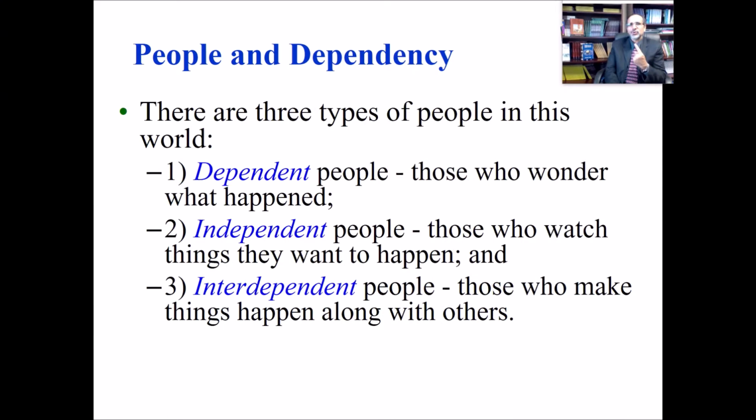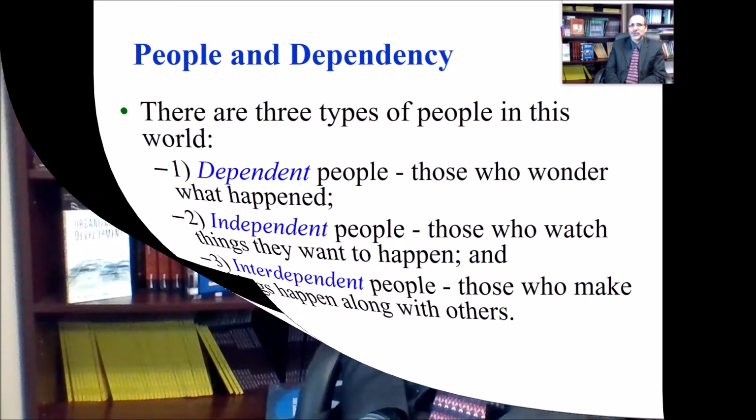When it comes to changing people, there is a relationship of dependency that we need to talk about. So there are three types of people in this world: dependent, independent, and interdependent people. Dependent people, those who wonder what happened. Independent people, those who watch things that they want to happen. And then interdependent people, those who make things happen along with others. Hopefully you are the third kind, especially if you're going to use the dialogic OD processes to get teams to discover solutions to complex problems that they're facing now or will be facing in the future.